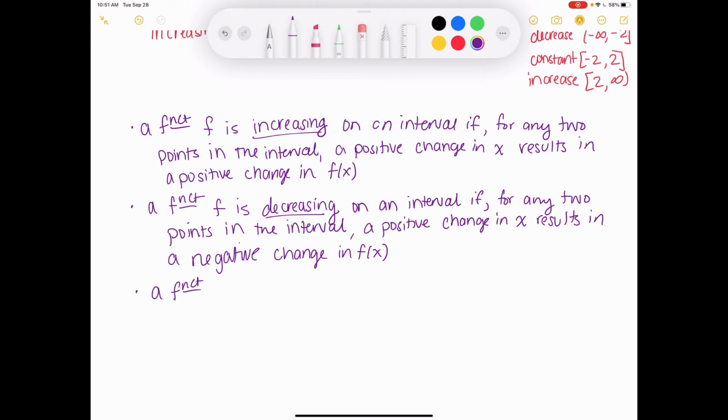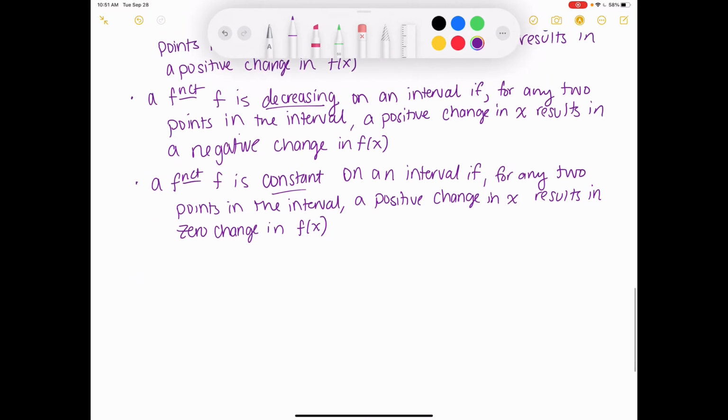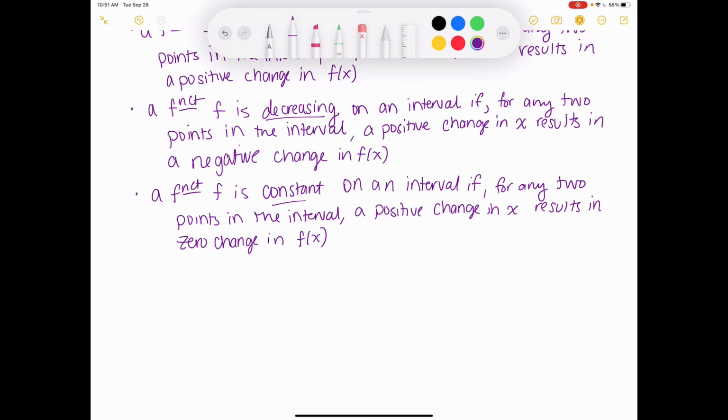And then the last one of these, a function f is constant on an interval if for any 2 points in the interval, a positive change in x results in 0 change in f of x. Okay, so that's again just in words what all of that means.